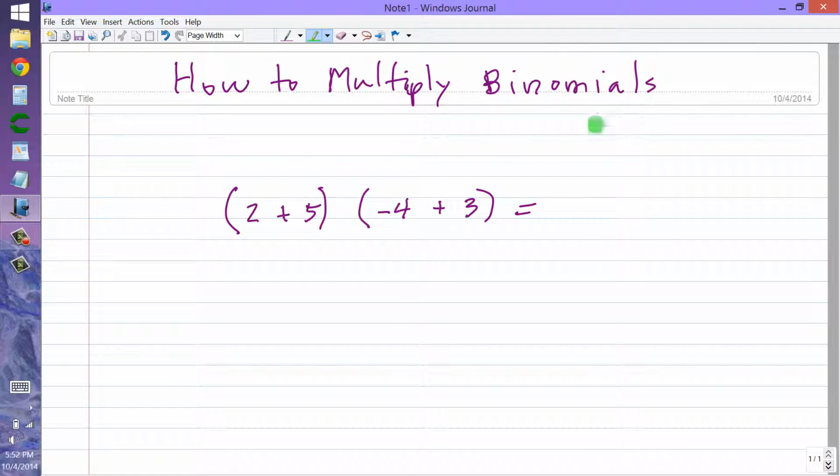A binomial is a two-termed sum. For example, 2 plus 5 is a binomial. Minus 4 plus 3 is a binomial.